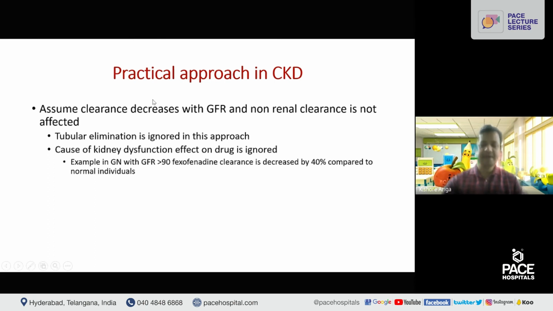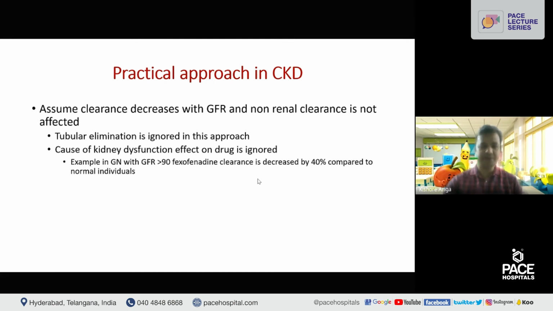So we blindly follow the GFR, that too the Cockcroft-Gault formula, which is not very accurate, because we don't have any other option. We don't have studies with the newer GFR formulas, and we usually ignore the tubular elimination part, and we also ignore the cause of the kidney dysfunction. So what we do is a very crude way of adjusting the dosages in CKD patients, because of no data or no other way.